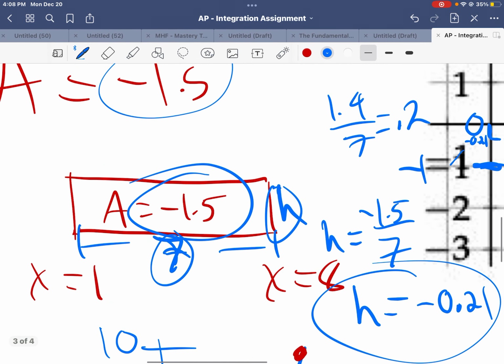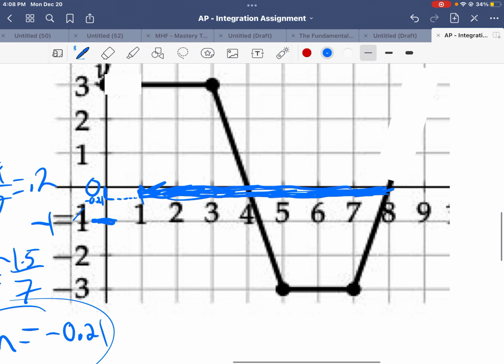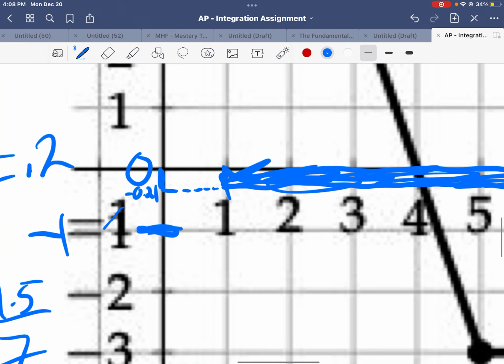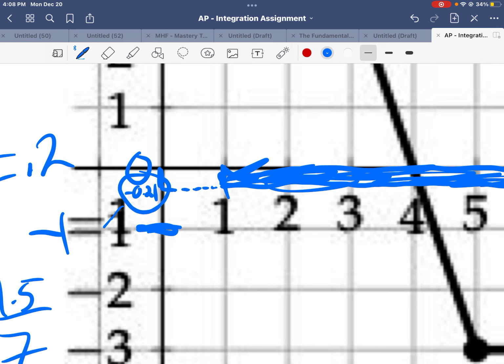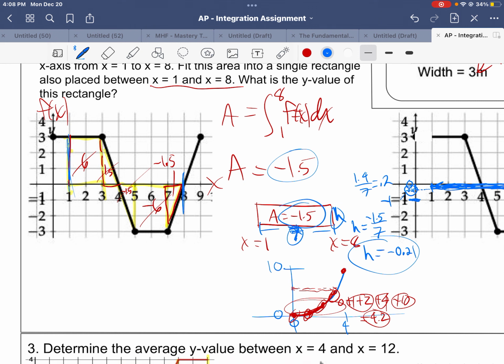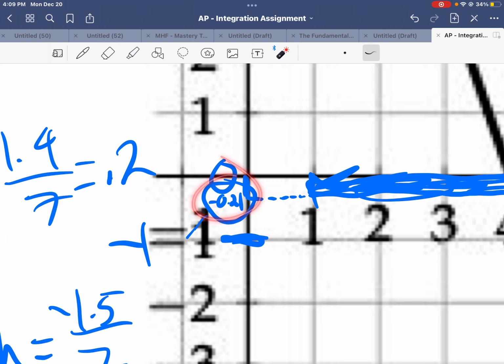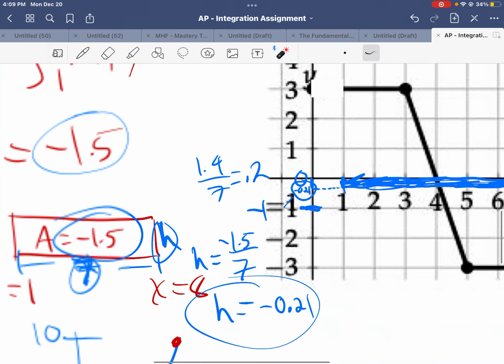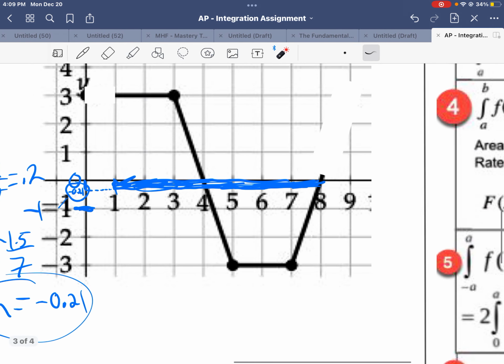And now what I need to do is recognize that I'm putting it into a rectangle with a width of 7, because that's the distance from 1 to 8. And I have to figure out what's the height of that rectangle. Well, the height of that rectangle is the average y value, right? It makes sense. So the average y value is negative 0.21. Okay, the average. So if this was a snowfall example, even though it snows and rains, if we looked at this, it's snowing, snowing, snowing, still snowing, then switches over to rain, rain, rain, rain, and so on. Even though there's snow and rain, the average rate is negative 0.21 centimeters per hour. So on average, the snow melts from 1 to 8.